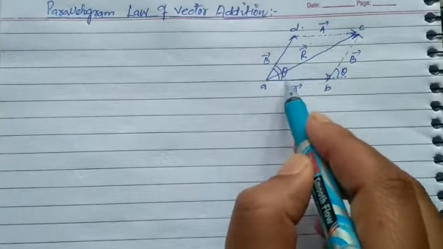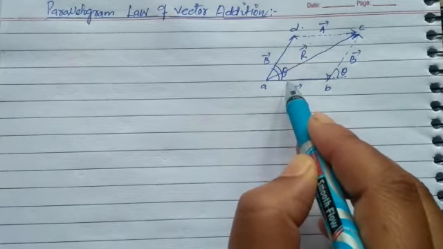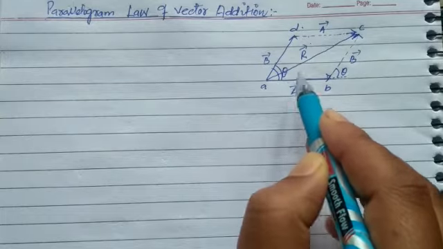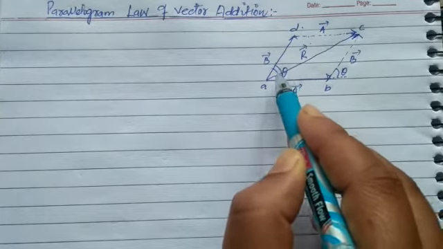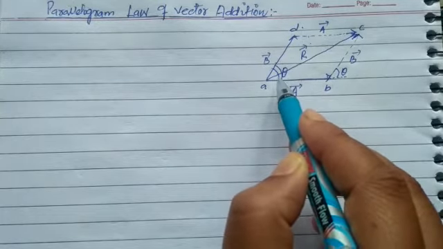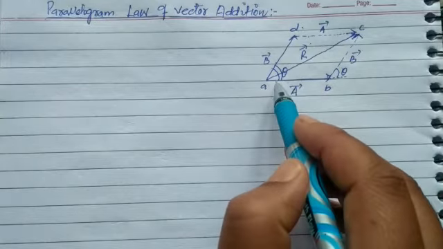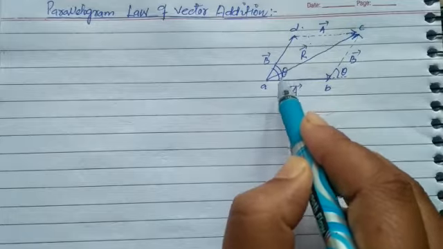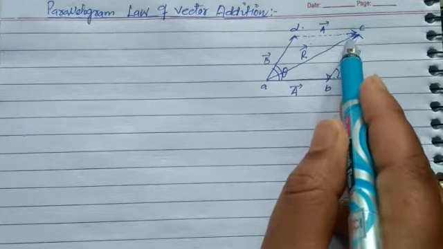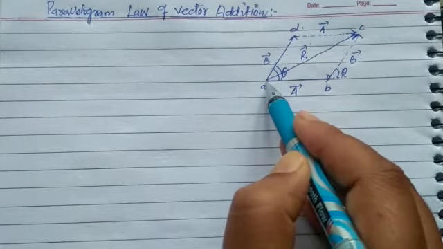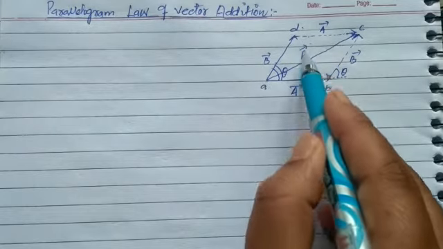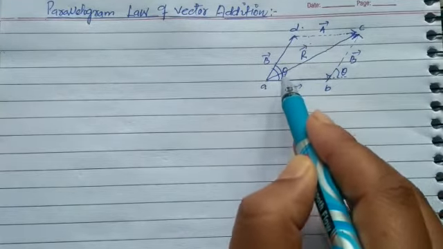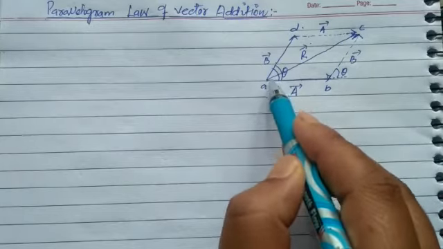As these are adjacent sides of a parallelogram, the statement is that if two vectors are represented in magnitude and direction by two adjacent sides of a parallelogram, then their resultant is given by that very diagonal whose tail coincides with the tail of the two vectors. Otherwise, there is also this other diagonal, but the resultant is given by the diagonal whose tail coincides with the tail of the two vectors.